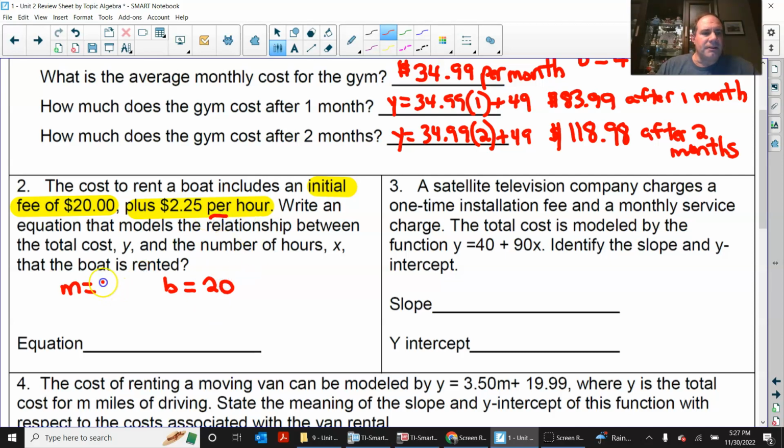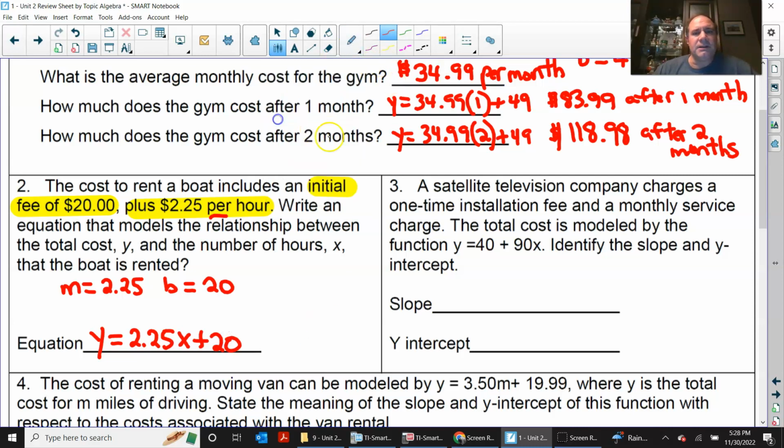The hourly charge, I should say, is $2.25. What's the equation in y equals mx plus b format? When you put the equation down, make sure you put the y equals 2.25x plus 20.